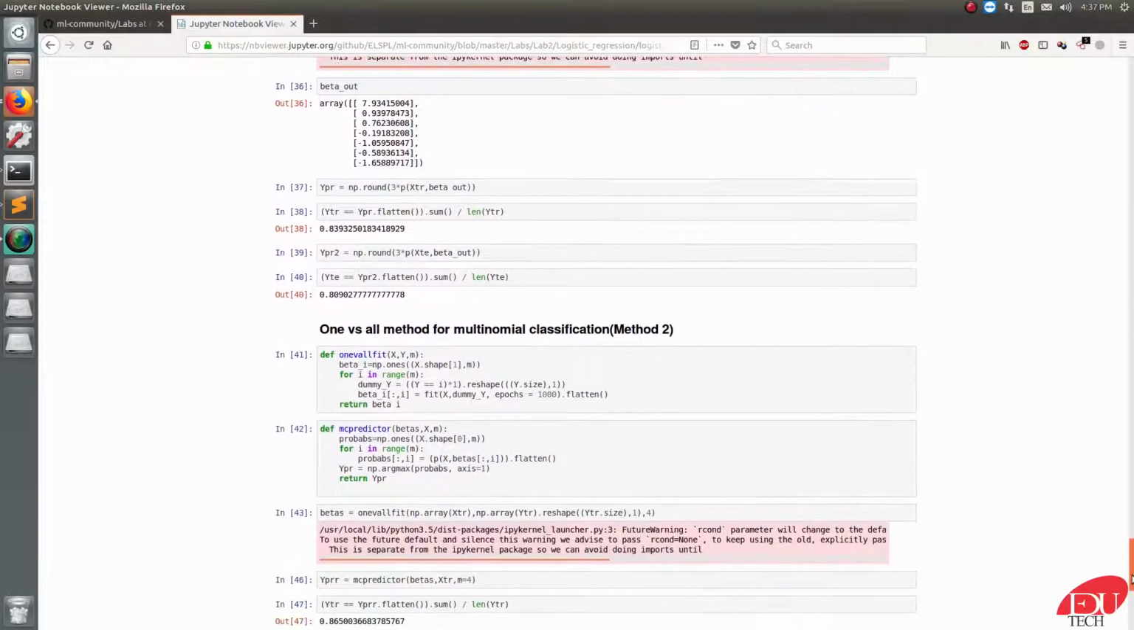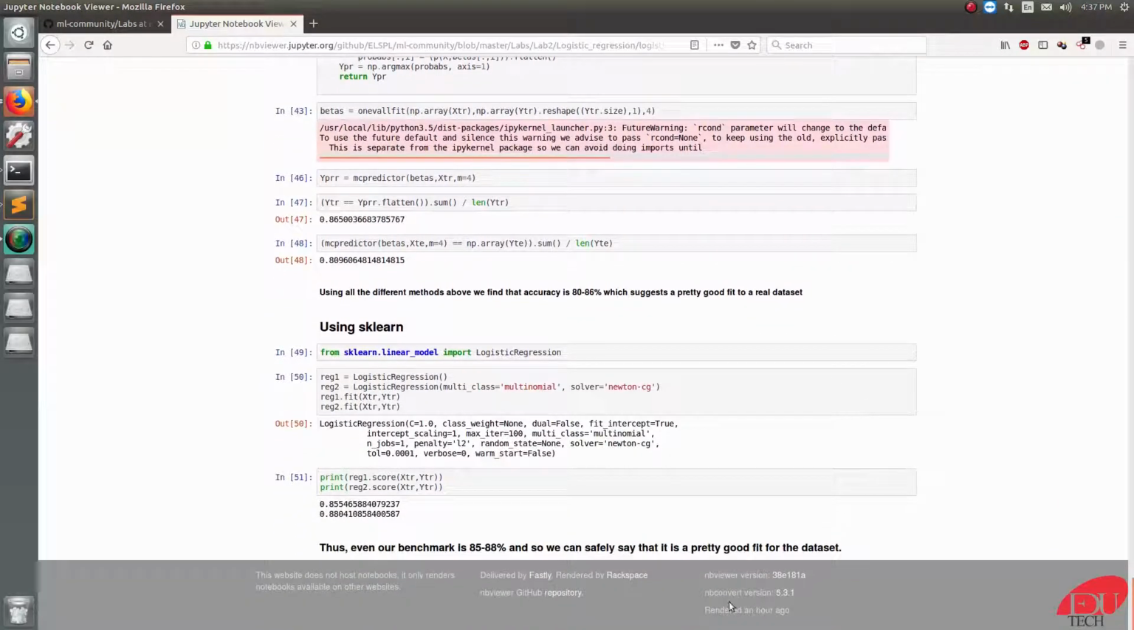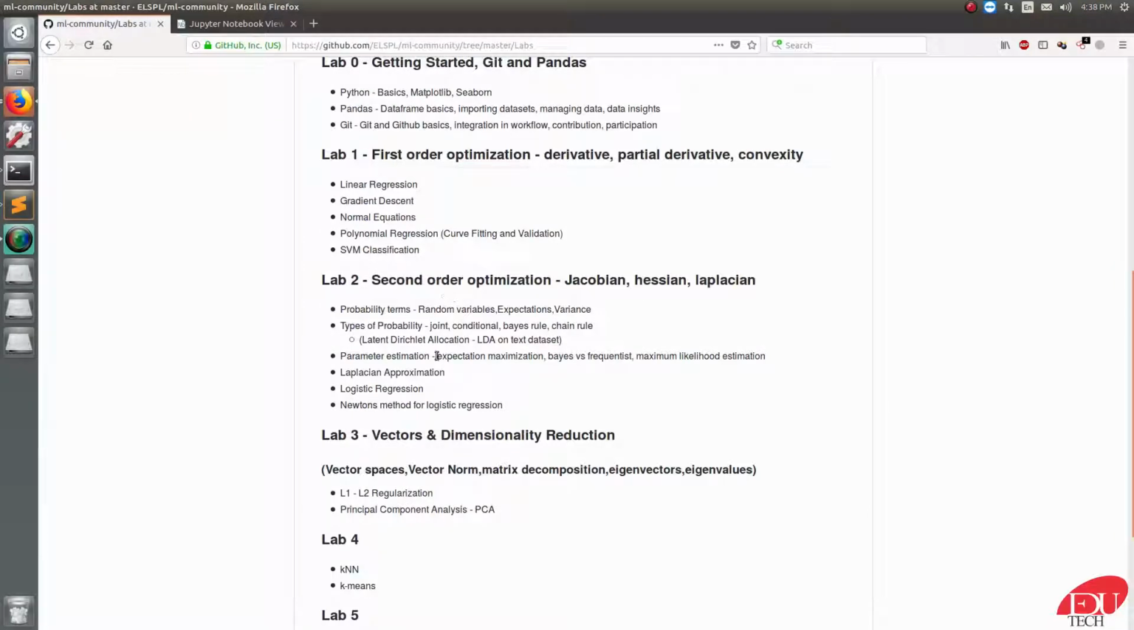There's method 2 as well, and as usual, using sklearn, we benchmark our model. That's lab 2 for you practically, but I would suggest going to the resources section for lab 2, because this is a very maths intensive course, and a very thorough understanding of the different mathematical concepts like statistics and probability is a must for fully understanding these concepts.